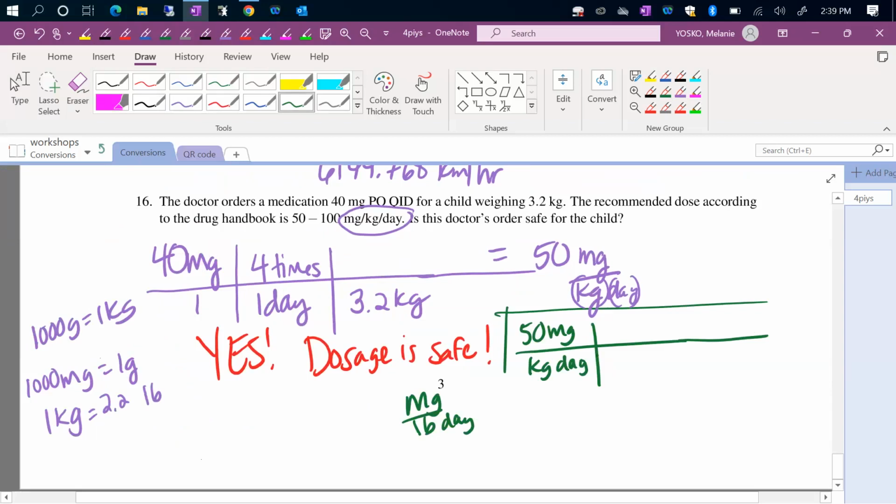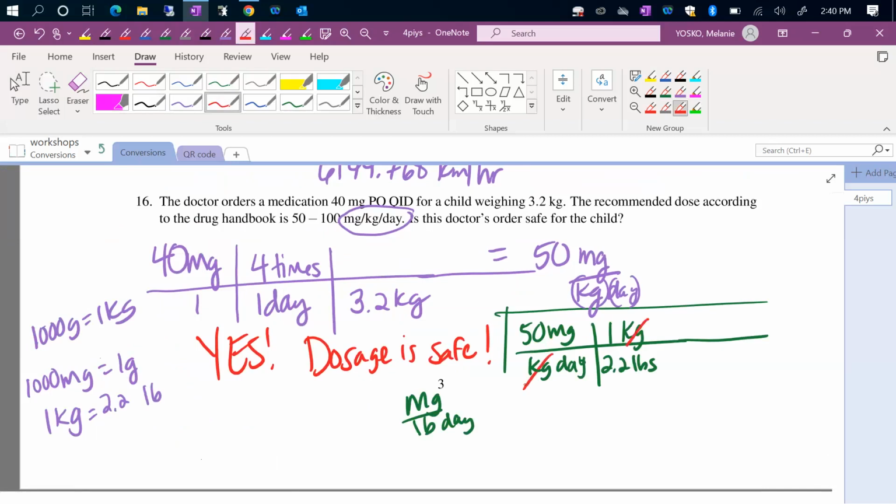I think we only need one of our conversion factors, because you need to go from kilograms to pounds. Everything else is the same, milligrams and days. So it'd be 1 kilogram over 2.2 pounds. Then you're done, because kilogram in the numerator and kilogram in the denominator cancel. You have milligrams in the numerator, and days and pounds in the denominator.